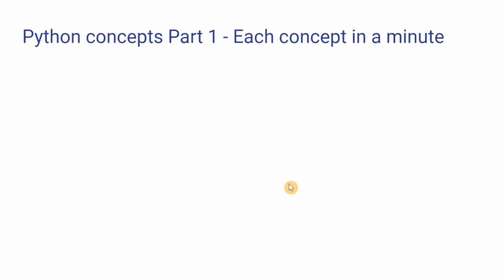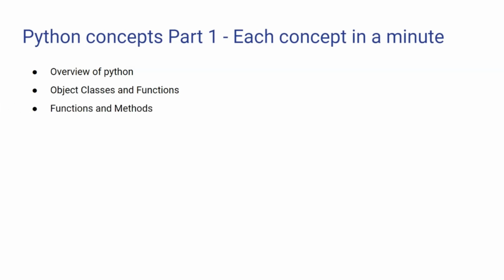So by the end of this video, you will have a knowledge of the following concepts. We will take a look at the overview of Python and what it covers. We'll take a look at object classes and functions in Python and how they work. We'll have a look at functions and methods in Python and how to use them. We'll take a look at implicit and explicit type conversion of different variable and data types in Python.